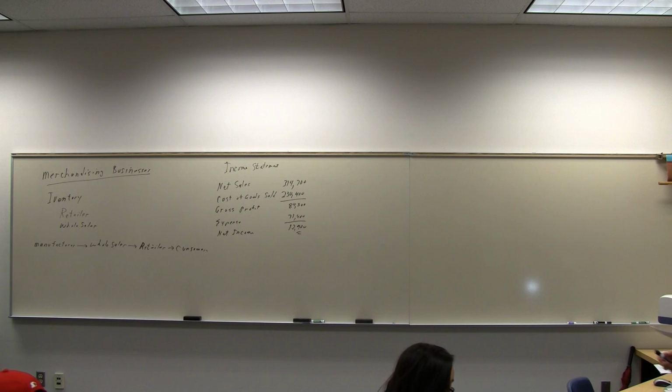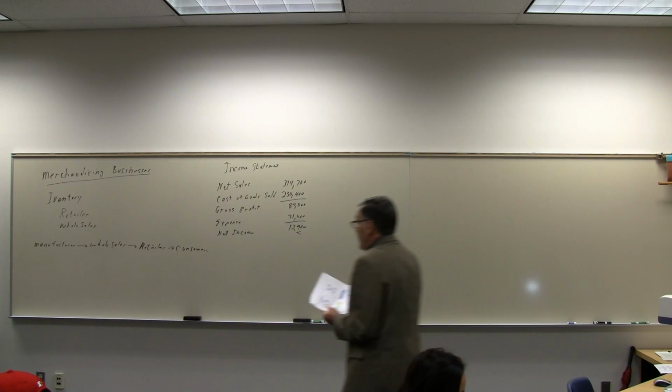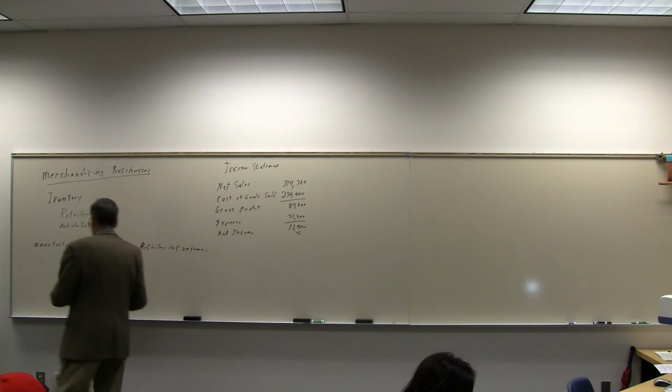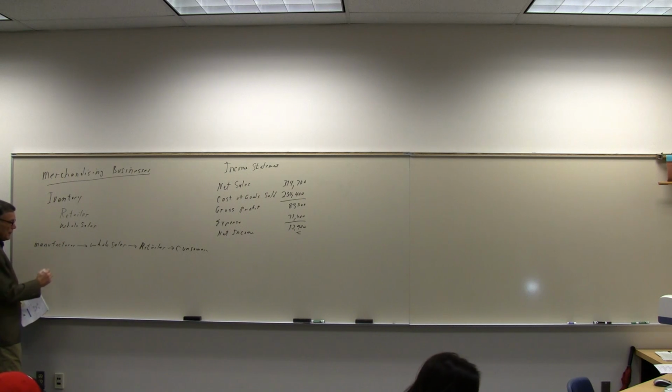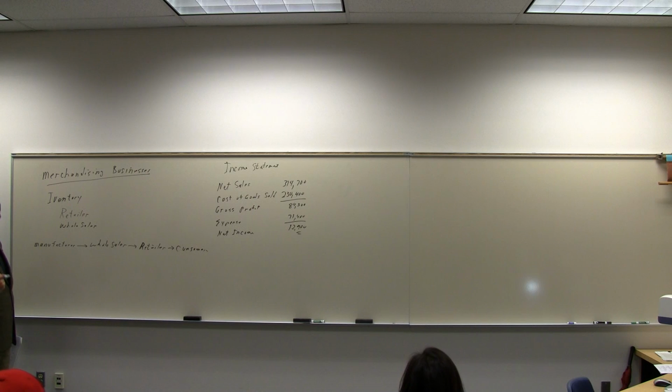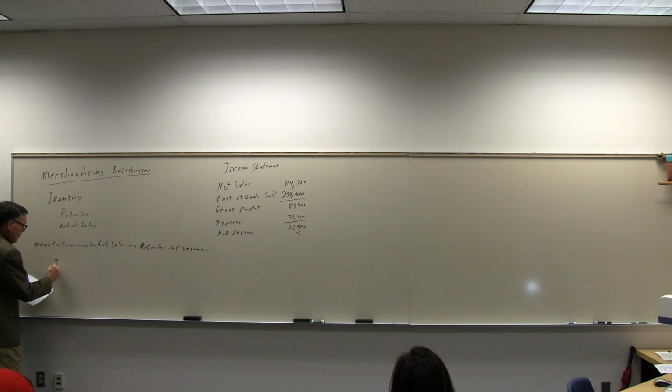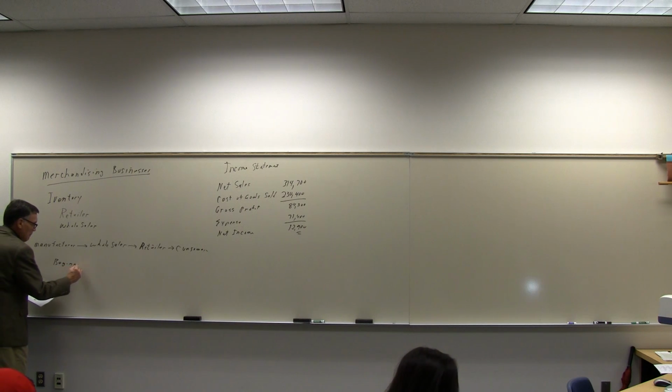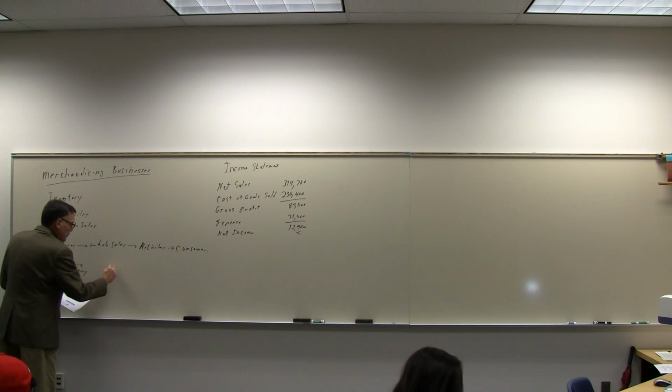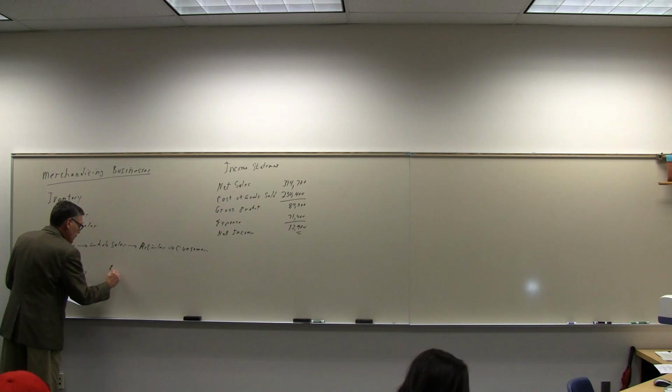Okay, all right. Now, here's kind of how a lot of this stuff fits together. This little diagram will explain much of how the chapter fits together. So, you have your beginning inventory, and you have your purchases.